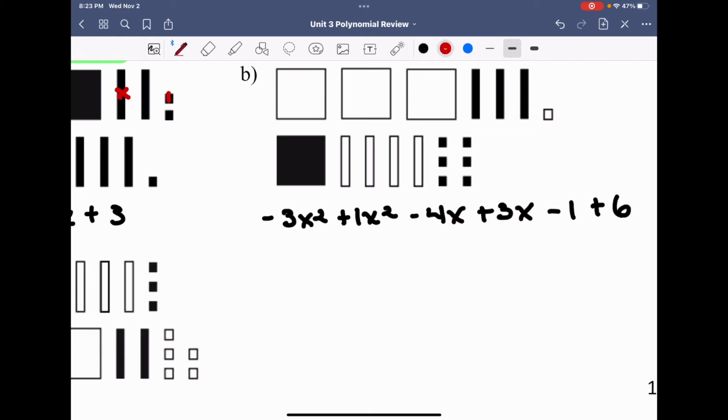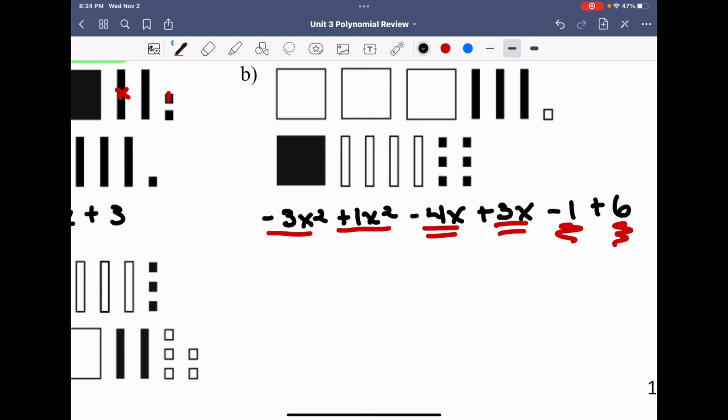Now, this is where it becomes really important, your organization. You could either highlight them to differentiate them, or you could underline them. I'm going to underline them. If I have squared terms here, I'm going to single underline them. If I have x terms, I'm going to double underline them. And finally, with the constants, maybe I do a squiggle in order to identify these.